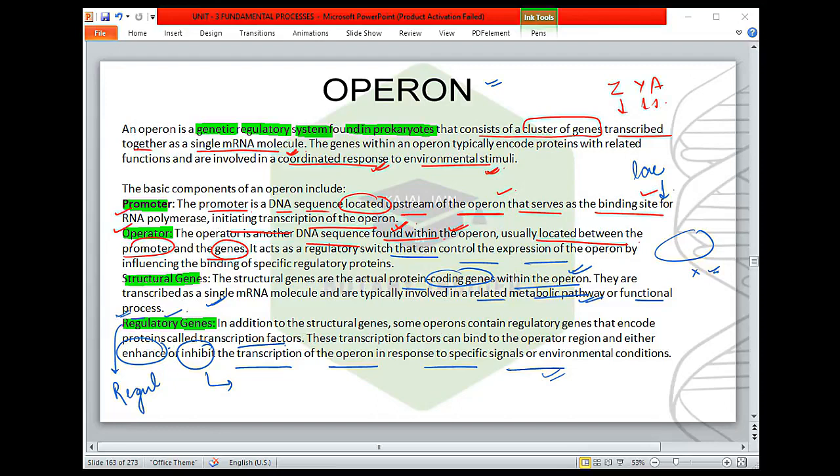Understand it this way. If you're not having Maggie at your home, no matter how many Maggie masala packets I give you, you won't be able to make it, right? On the other hand, if you have Maggie at home, then there is a requirement for the masala also to be prepared. So in both scenarios, depending upon whatever is required, we need to have either the inhibition or the enhancement.